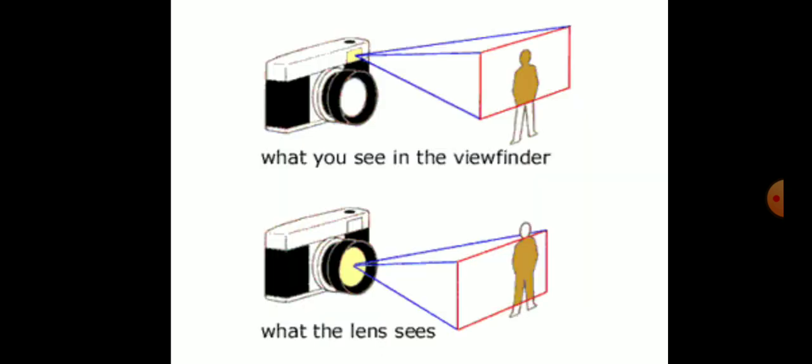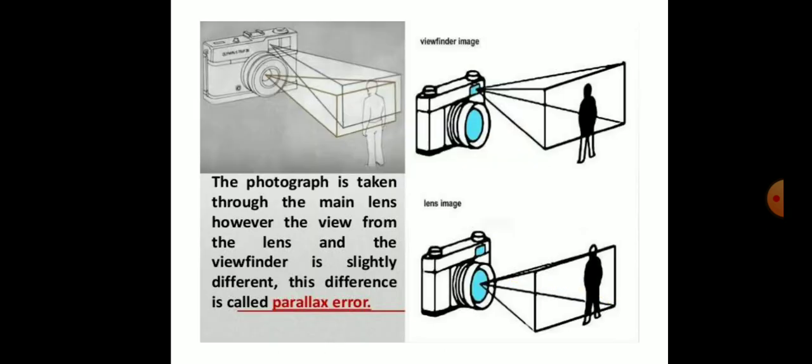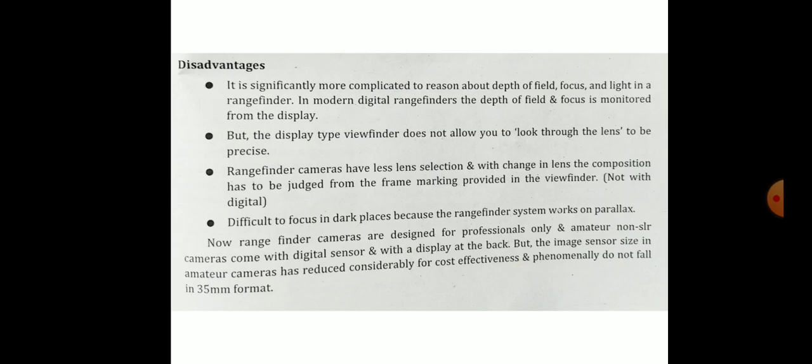Here we already observed what a parallax error is, and what you are observing through the viewfinder versus what the lens sees. Okay, parallax error we also discussed. Then, disadvantages of this camera: it is significantly more complicated to reason about depth of field. Now, what is depth of field?